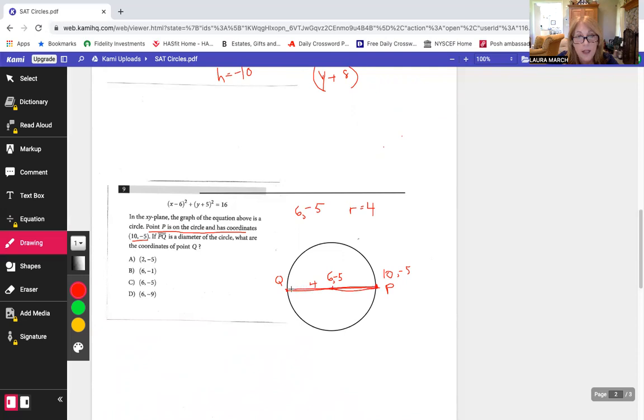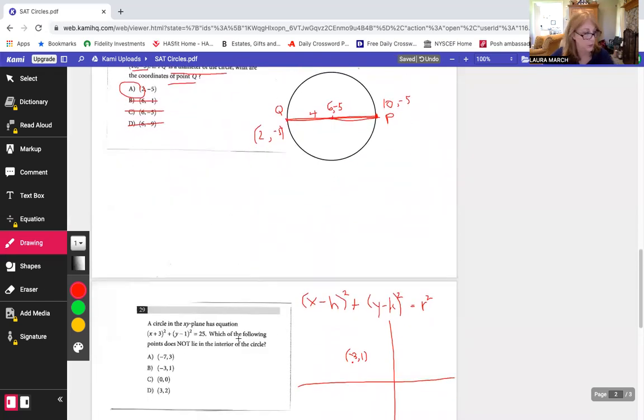And if I extend the diameter to Q, if PQ is the diameter of the circle, what are the coordinates of point Q? Well, the y coordinate would have to be negative 5. So we can eliminate B and C, and it's not 6, negative 5. That's the center of the circle. So it's 2, negative 5, which makes sense because if the center is at 6 and the radius is 4, the x coordinate of point Q is 2.